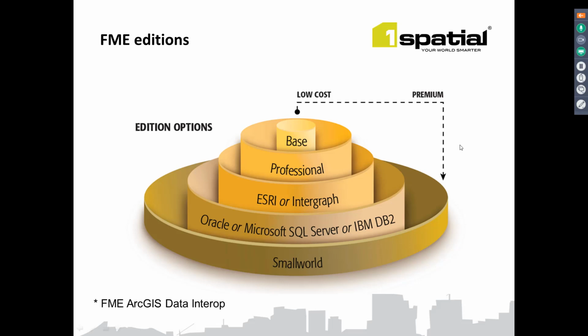If you then want to write to Esri or Intergraph formats, you'll need the Esri Edition license, and this gives you access to everything that was in the previous Professional edition, plus the ability to write to Esri and Intergraph formats. Similarly, the Database Edition gives you access to everything in the previous, plus the ability to write to databases such as Oracle, SQL Server, or IBM DB2. And finally, the Small World Edition gives you the added ability to write to Small World files. And that's the top tier, so you get everything at this license level.